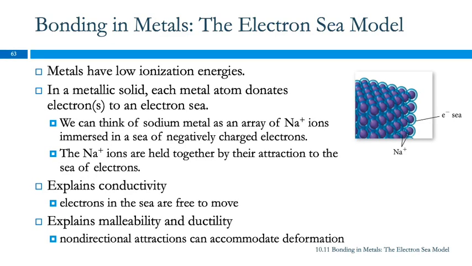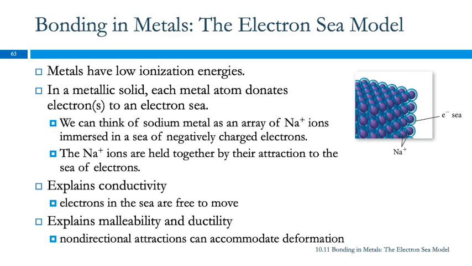Okay, what about that electron sea model? Metals have really low ionization energies. So what happens in a metallic solid is each metal atom donates valence electrons to an electron sea. We talked about this a little before. I think of that as the moms sending the little electron boys out to play, and they're just running around the neighborhood. So we can think of metal, like sodium metal, as being an array of sodium ions surrounded by this sea of negative electrons. And so the sodium ions get held together by that sea of electrons that surround them.